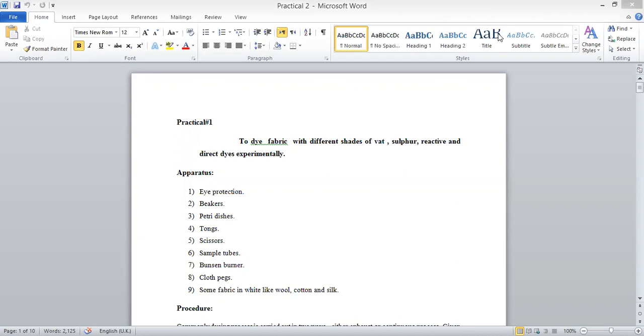My name is Malaika and I am from the Department of Chemistry. Today in my presentation, I am going to explain an experimental procedure on how to dye fabric with different shades of vat, sulfur, reactive, and direct dyes. For the apparatus, we'll need some eye protection, beakers, petri dishes, tongs, scissors, sample tubes, and some fabric.